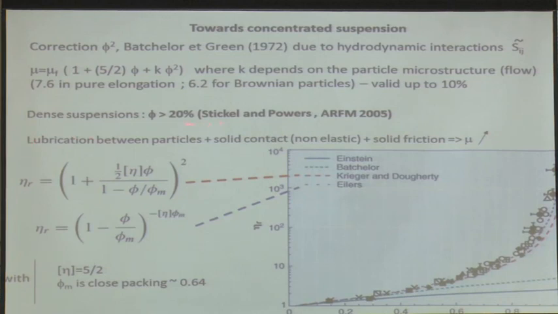When you increase the concentration, you remember the drainage between the particles: because the particles are coming closer, you have to drain the liquid, and that will dissipate energy. You have collision, which is also dissipating energy. You have friction between the particles. So as you come closer and closer to close packing, when the particles are really in contact, all of them, then you will increase the suspension viscosity because you will increase the sources of possible extra dissipation of energy. So you have lubrication, film drainage, solid contact, non-elastic because you have a restitution coefficient, and then friction, which is also dissipating a lot of energy.